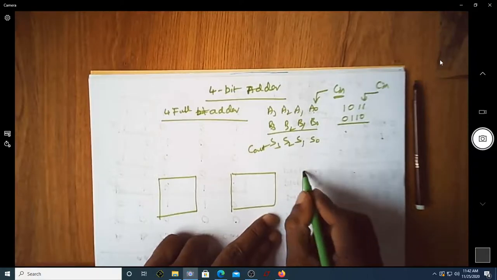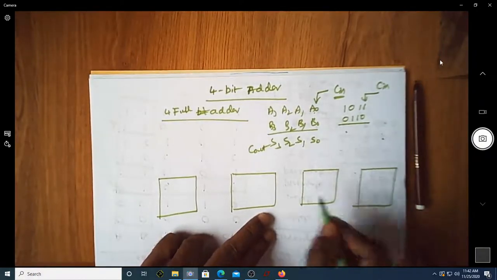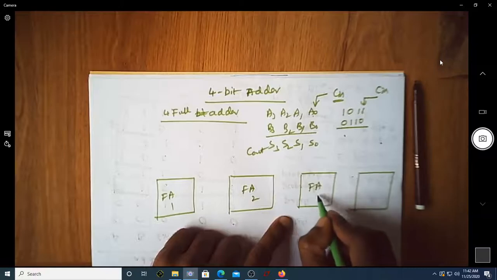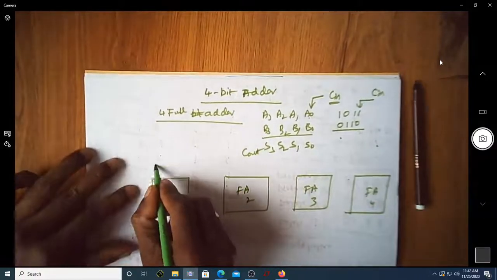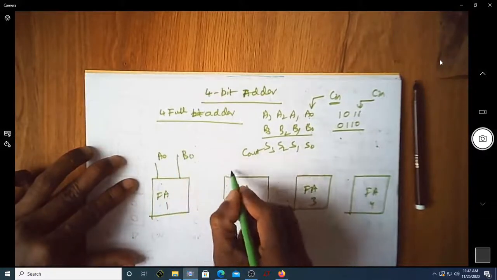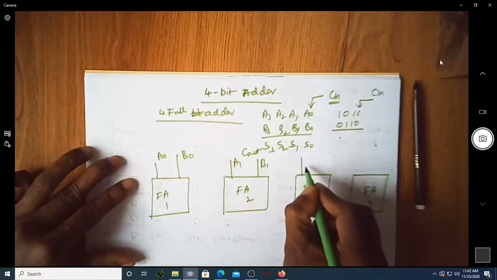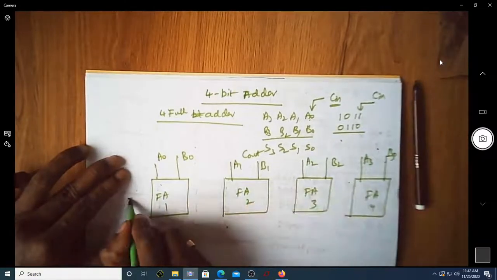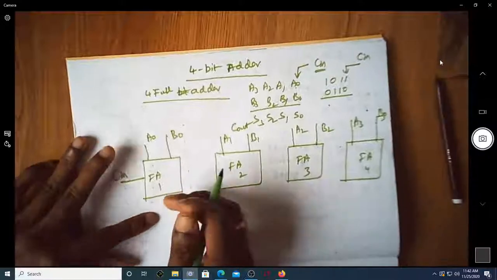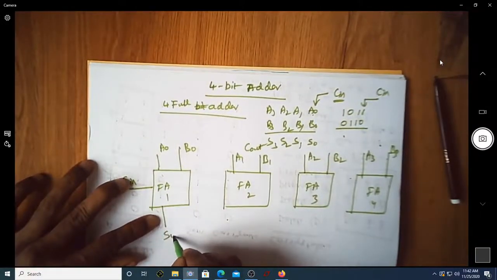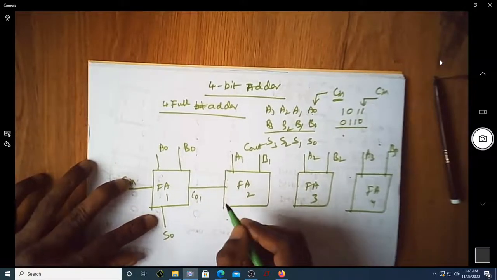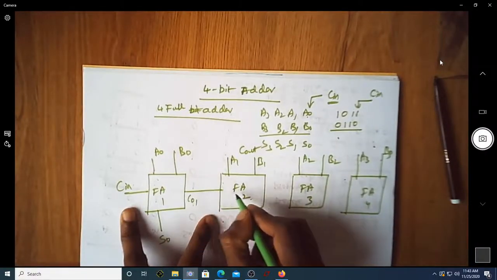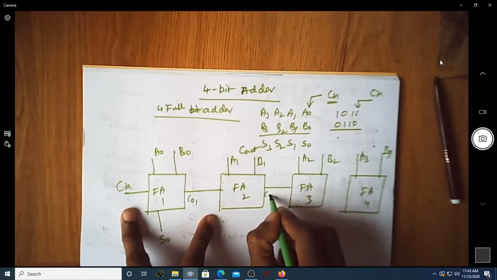So now you have these 4 full adders. This is full adder 1, this is full adder 2, this is full adder 3, this is full adder 4. This is my A0, B0, this is A1, B1, this is A2, B2, this is A3, B3. I'm going to have a Cin for this full adder, and of course some output and a carry output. Let me say CO1, and this CO1 happens to be the Cin of the next one. I'm going to have CO2.